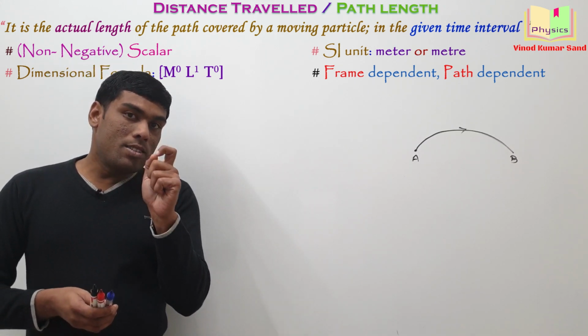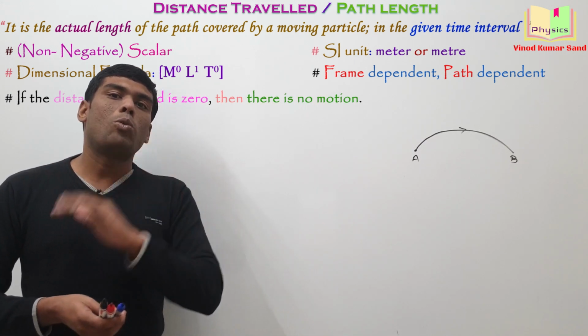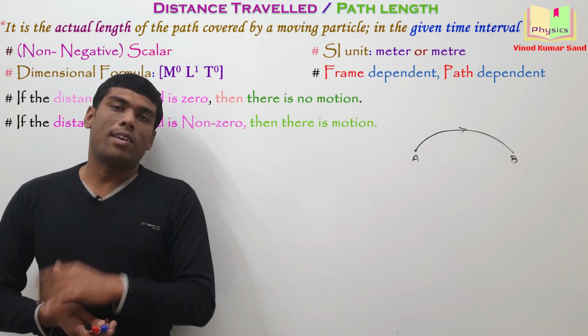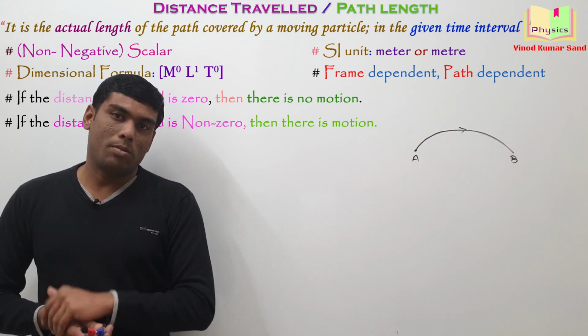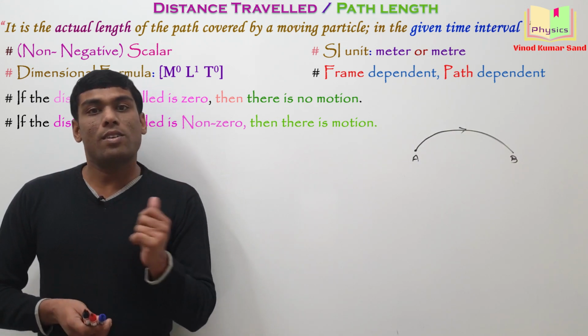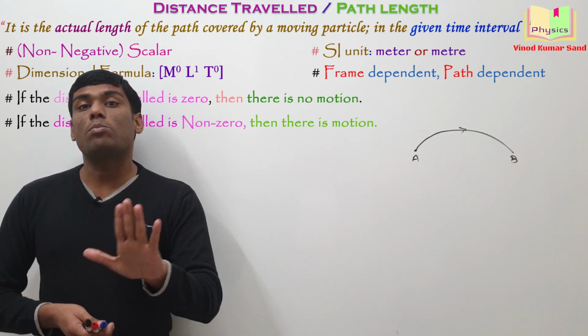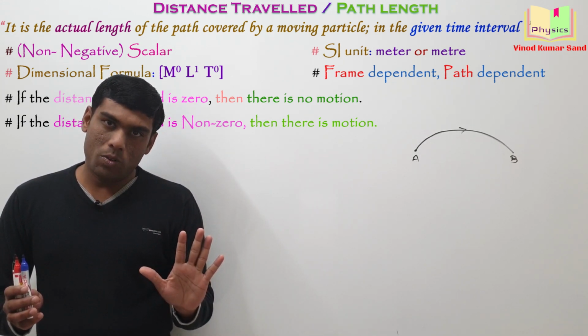Next important point. If the distance traveled is 0, we can certainly say there is no motion. For example, the reading of the milometer was, let's say, 300 kilometers the previous day. And today also, the reading of the milometer is 300 kilometers only. It means there has been no motion. Is it clear to you?